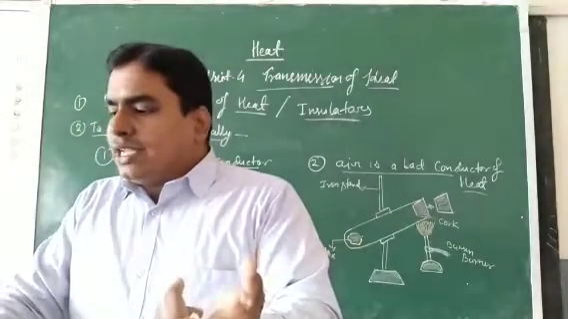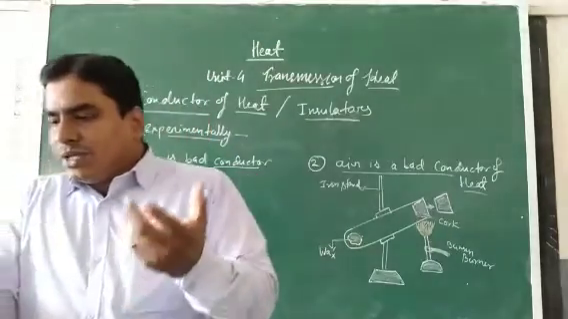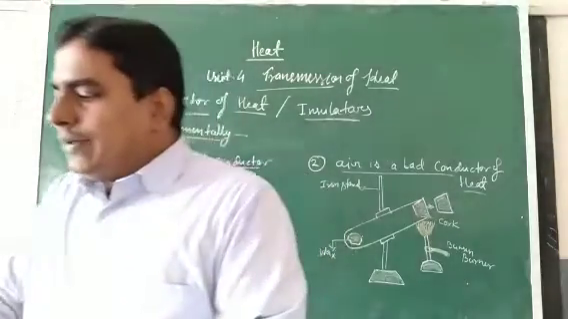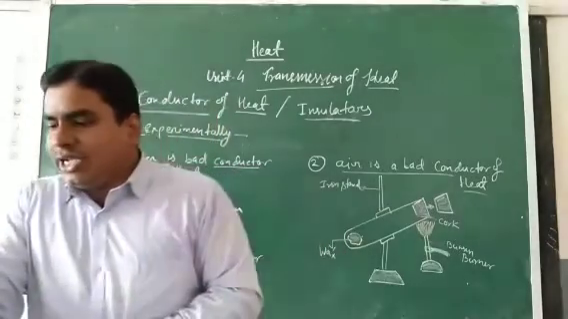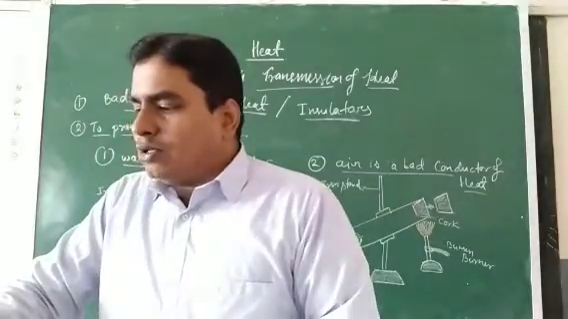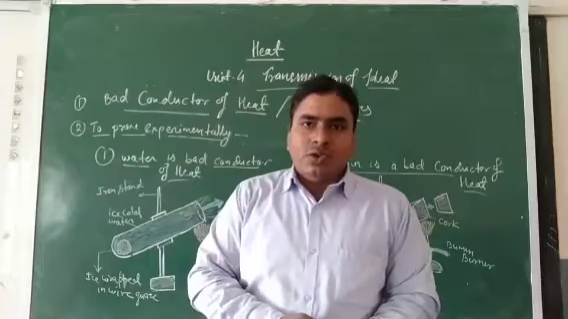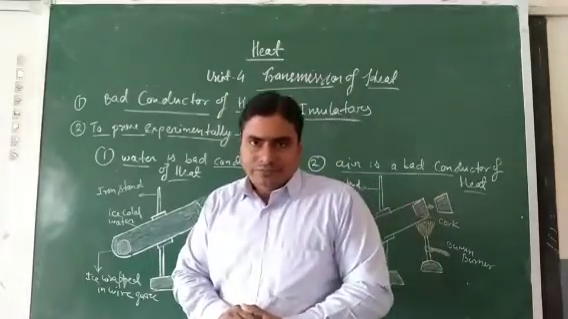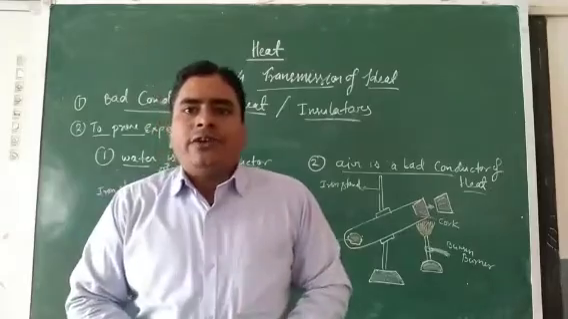And in cold countries, double glass window panes are used, leaving a gap with air between two glass sheets. The trapped air acts as an insulator and does not allow heat to flow out from the room. Okay, students? So these are the real life examples which show that what? The air is a bad conductor of heat.